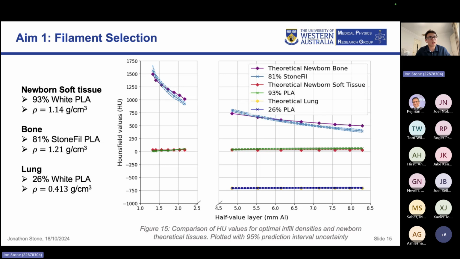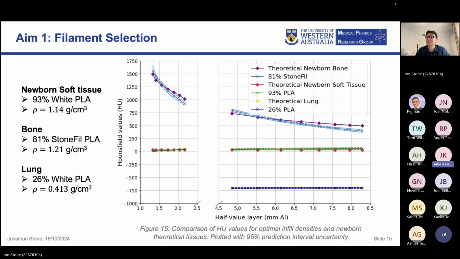Possibly, because our stone fill will have, maybe we need to fine tune our stone fill some more, but it should have the same attenuation characteristics and scatter characteristics as an actual pediatric patient. Okay, thank you. Does that answer your question? Yes, it does. Thank you. Okay, thank you. Thanks, Roger.